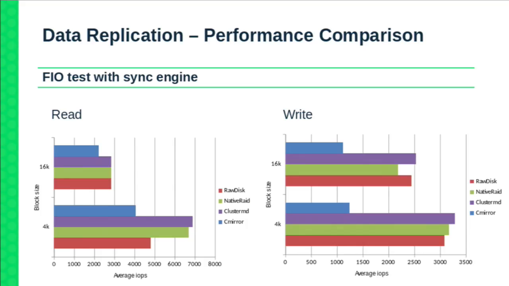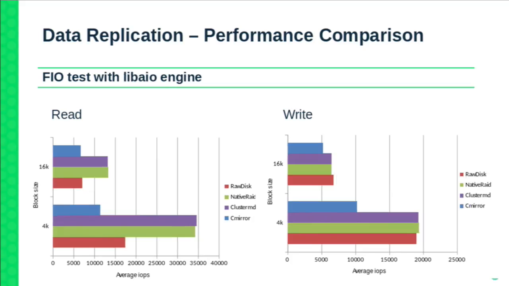This is tested with the FIO tool, with the sync engine, with sync read write, and different block sizes, 4K, 64K. For the next one, we also tested with the async IO engine. And then you can also see clvm is very slow compared with cluster MD.